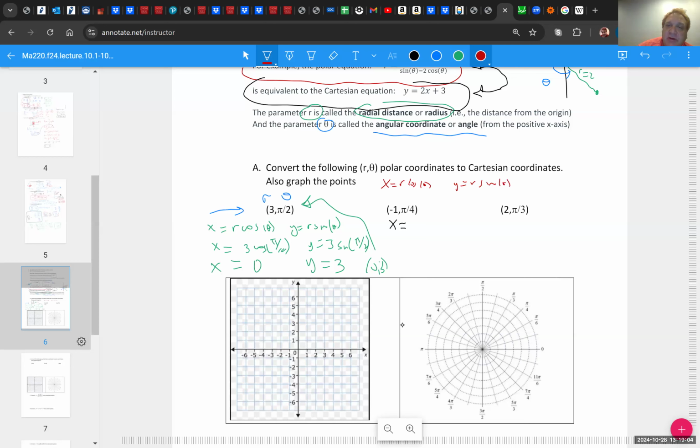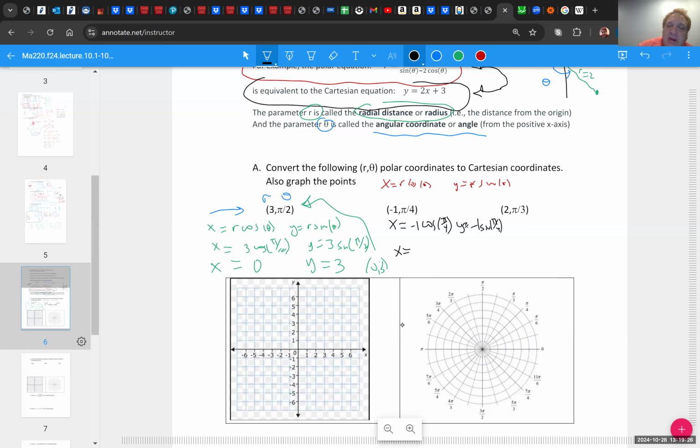And I'll just start plugging in over here. So x equals r. r is -1, cosine of pi over 4. And what does y equal? y equals r. That's supposed to be an r over here. So y equals r, again, -1 sine pi over 4.